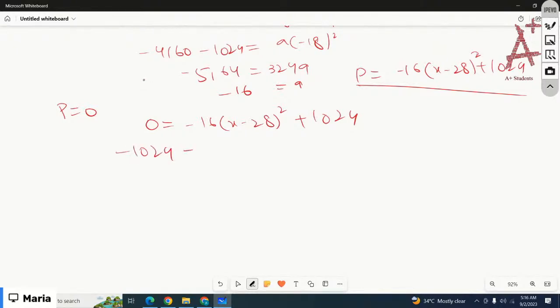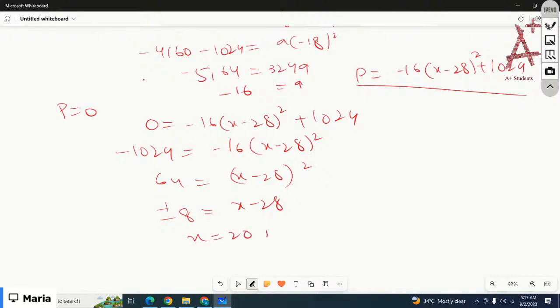Move 1024 to the other side: negative 1024 equals negative 16 times x minus 28 whole squared. Divide both sides by negative 16. It would be 64 equals x minus 28 whole squared. So 64 is the square of 8. It would be plus or minus 8 equals x minus 28. So you have two values: x is 20, and 28 plus 8 is 36, right? So that means the required price is either $20 or $36, right?